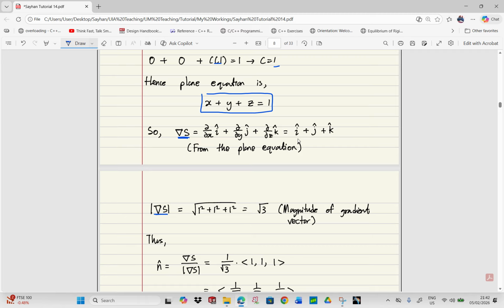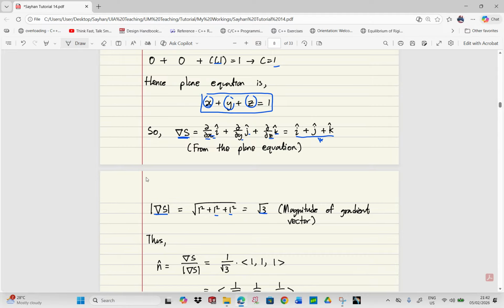The gradient vector for the surface is just del/dx i, del/dy j, del/dz k. Referring to the plane, del/dx is simply 1, because you differentiate x, you get 1. Differentiate y, you get 1. Differentiate z, you get 1. That's why you're left with i, j, k. And the magnitude of this vector is simply the square root of 1 squared plus 1 squared plus 1 squared, which becomes square root 3.